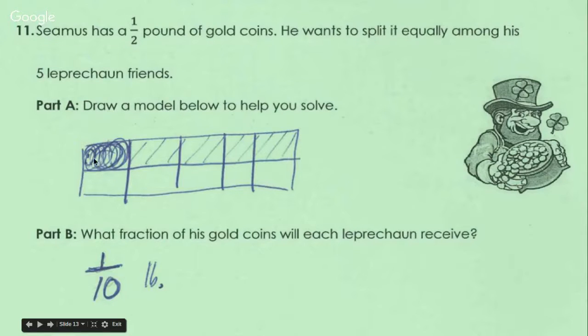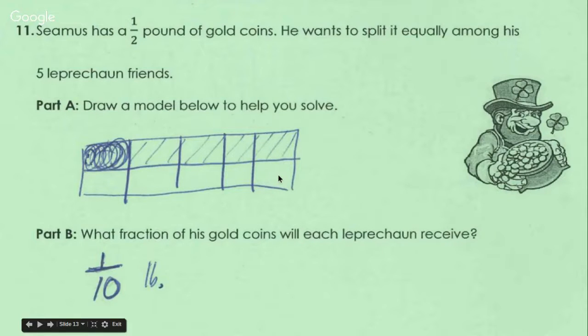So what I did was I drew a rectangle and I split it in half horizontally. So the top is a half and the bottom is a half. Now what I did was I lightly shaded, using my slanted lines here, what Seamus started with. Seamus started with the half. He started with 1/2 pound of gold coins. And since he's splitting it equally among 5 leprechaun friends, I split it vertically, 1, 2, 3, 4, and then I had my 5th column here.